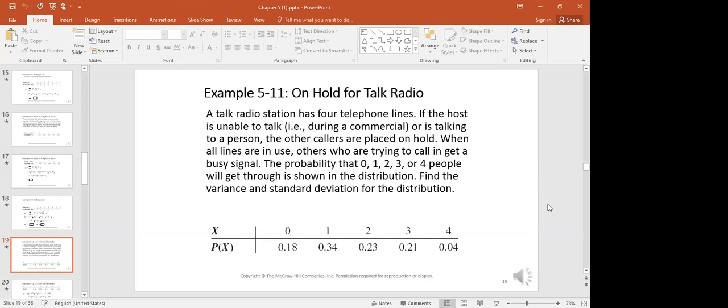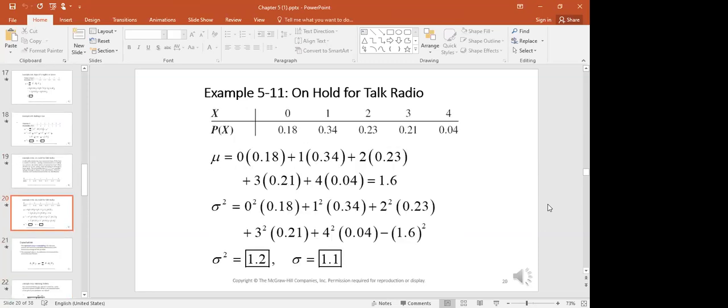So we have the probability distribution. The mean is obtained by multiplying each value by its probability and adding them up to get 1.6. To find the variance, we first compute the mean of the squares, that is, squaring each value and multiplying by the probability, and then subtract from it the square of the mean. So we get the variance to be 1.2 and the standard deviation to be 1.1.